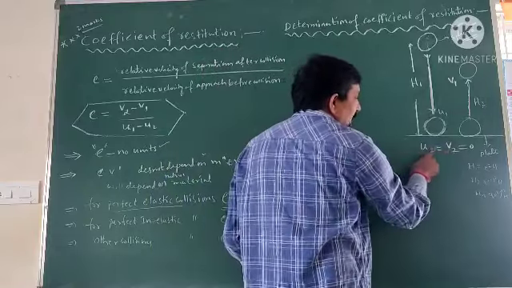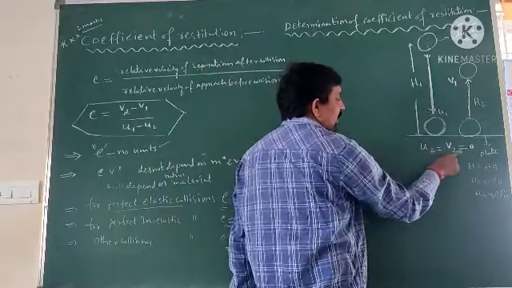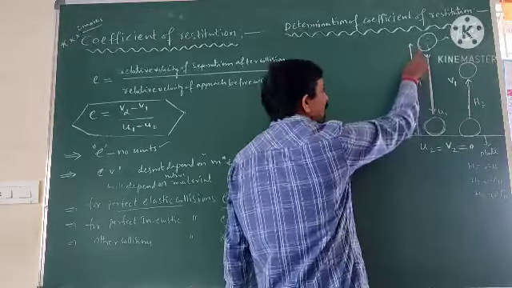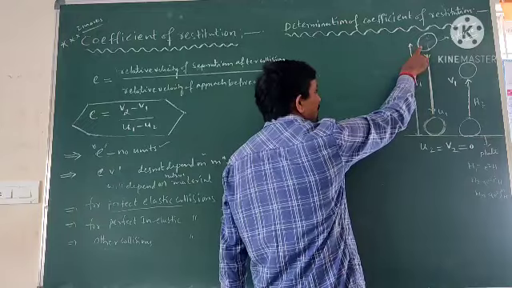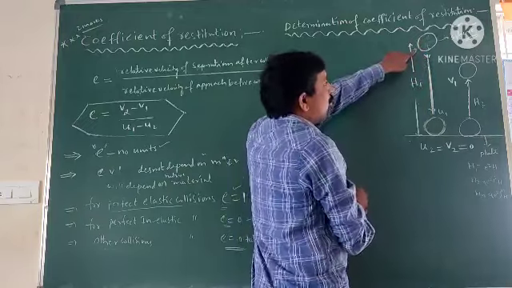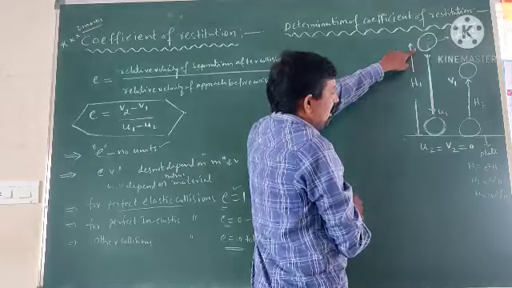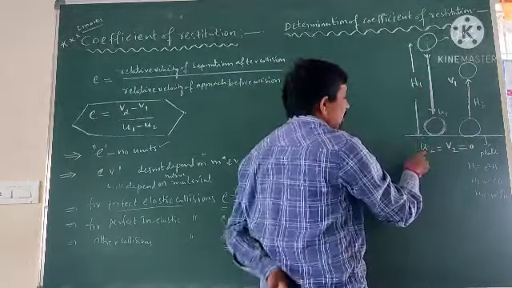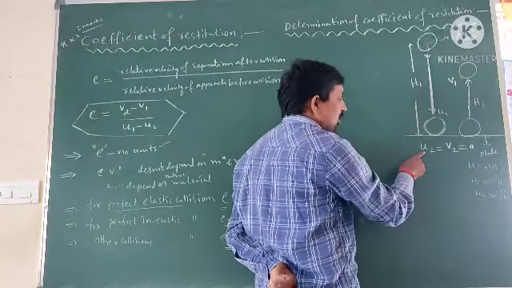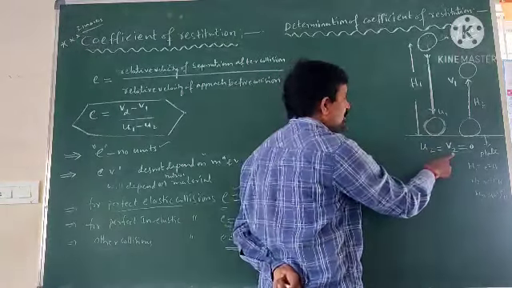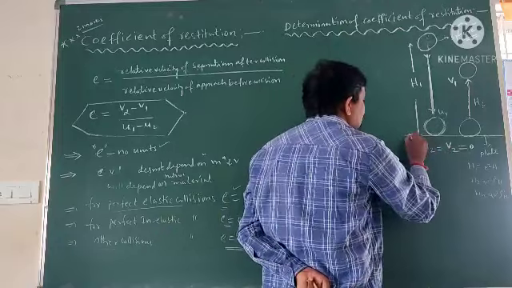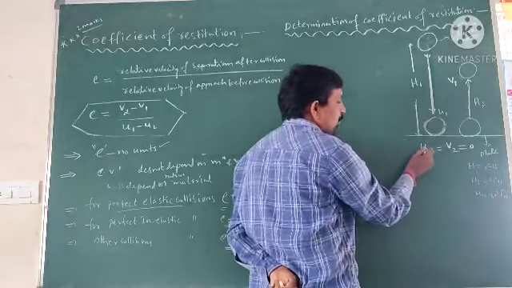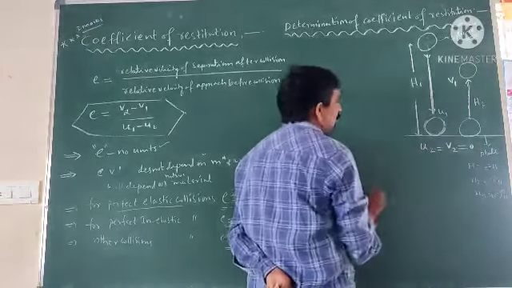Before and after, the velocity of the plate is u2 equal to v2 equal to 0. Here the first body is the sphere, with velocity u1 before collision and v1 after collision. The plate's velocity is u2 before collision and v2 after collision. The plate is at rest, that's why u2 is equal to v2 is equal to 0.